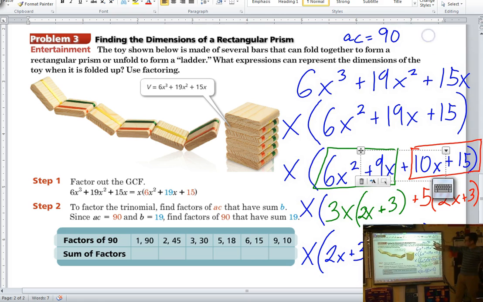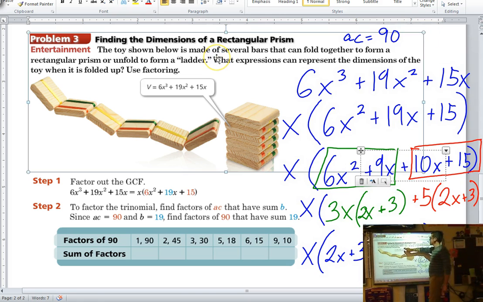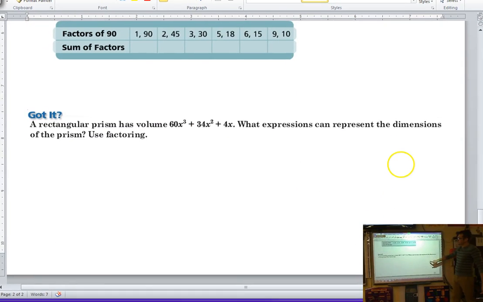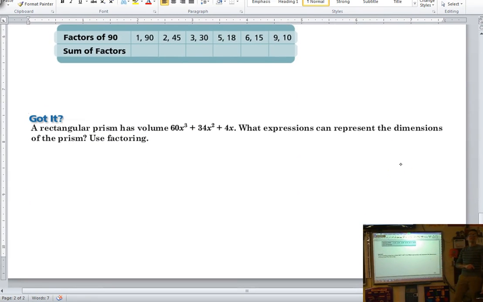Last thing to do, let's check out that 5. There's one more, got it, right? Yeah. Try this. Give you about a minute to work on your own. Try not to look up here.